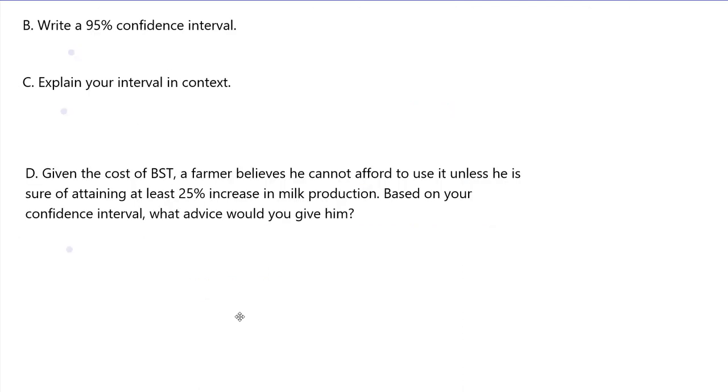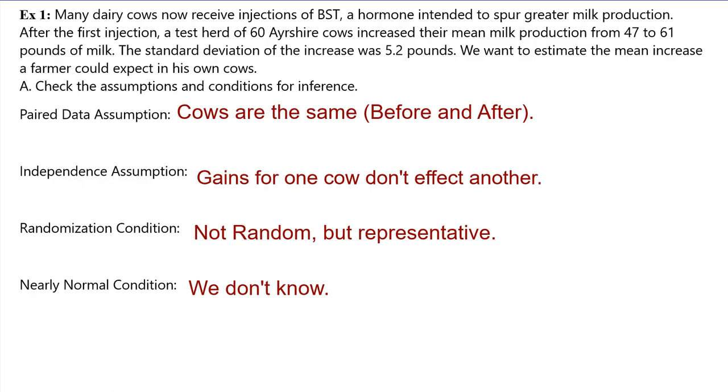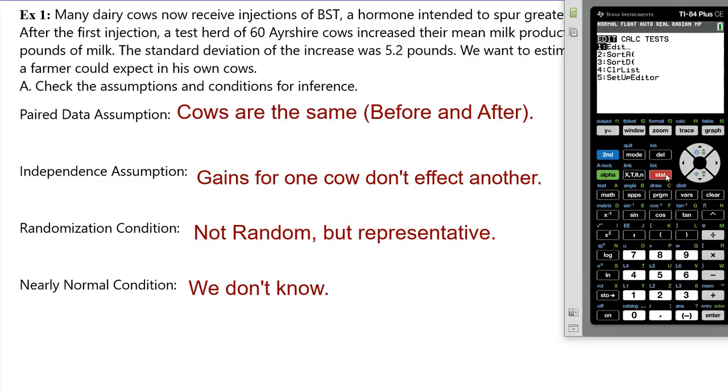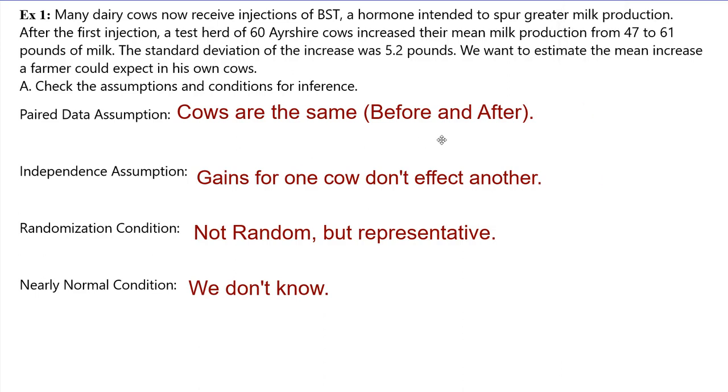So, write a 95% confidence interval. To do that, we just plug this into our calculator. So we're going to go stat. They paired the data together. They said the difference between the two groups, which I don't think is right. I went from 47 to 61.